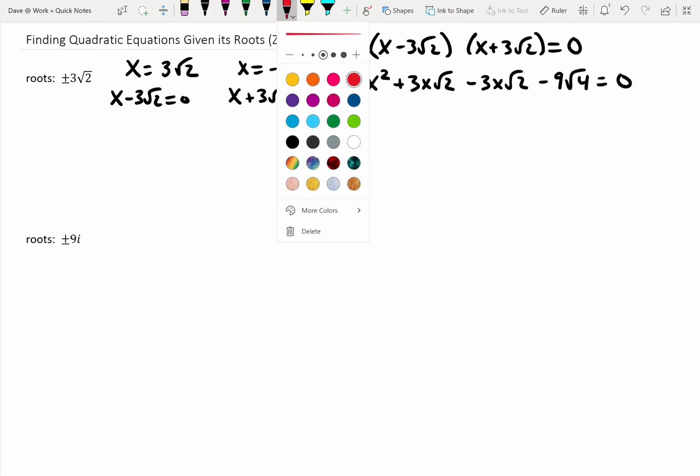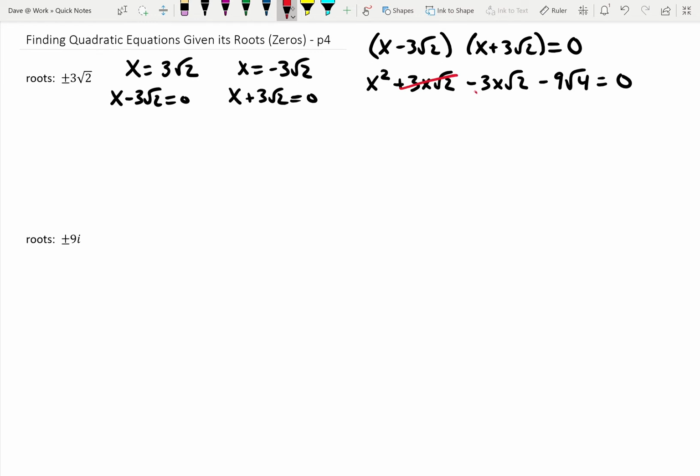So, as I stated before, the two middle terms should cancel each other out. But while I'm simplifying, I need to remember that negative 9 is actually being multiplied by 2, and so I can come up with the final equation of x squared minus 18 equal to 0.